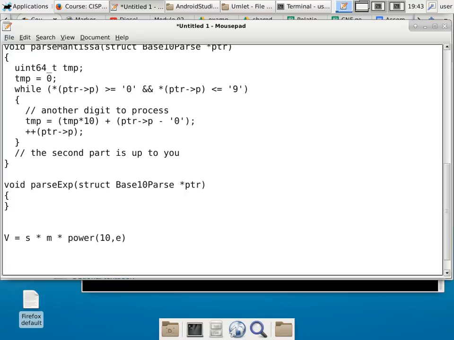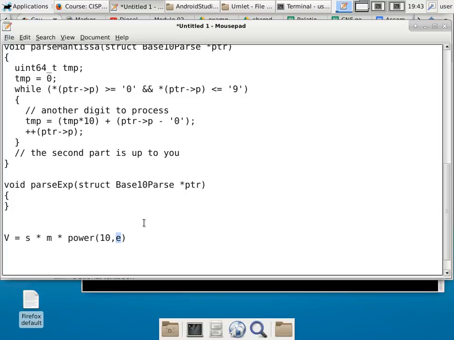Okay? So by the end of the parsing, you will have the sign, and you will have the mantissa, which is a 64-bit unsigned integer. It may not use up all the bits, okay? Most likely it will only use very few of those bits. And then you also have an exponent, but the exponent is only specific to base 10.